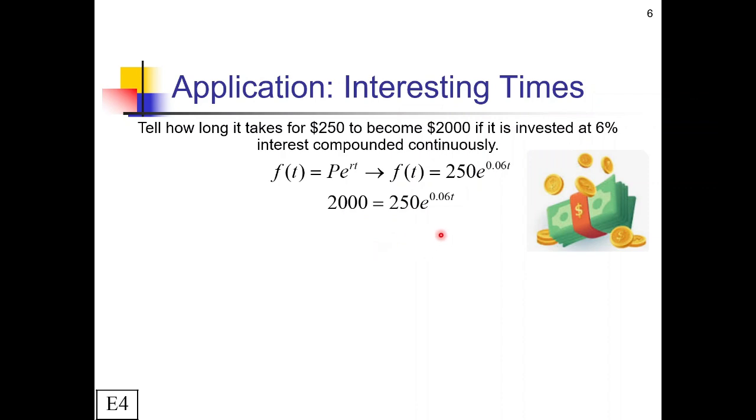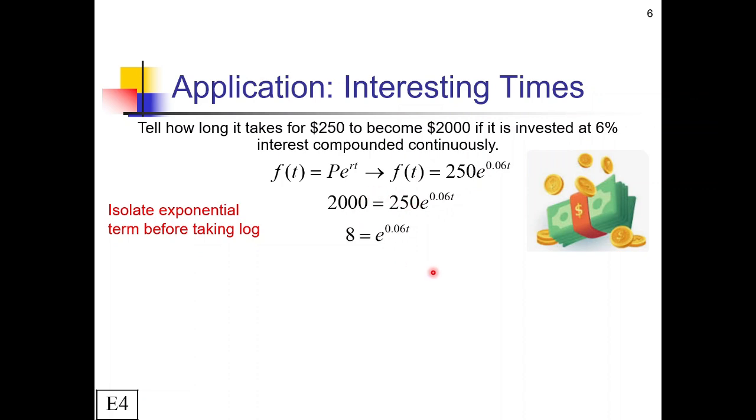Now, just as a little bit of a hint before you go ahead and solve this, it's always good to isolate the exponential term before taking the log of both sides. So with that little tip in mind, pause the video and see what will happen on this one. All right, so to isolate that exponential term, I've got 250 getting divided from both sides, so that's going to give us 8 on the other side.